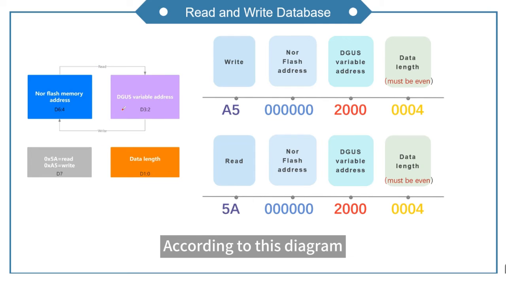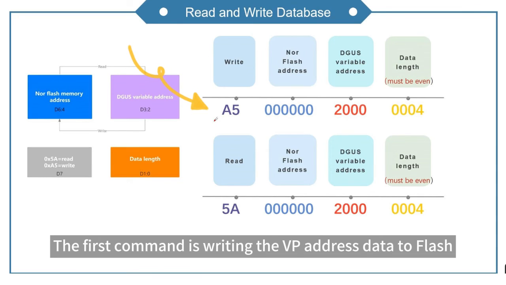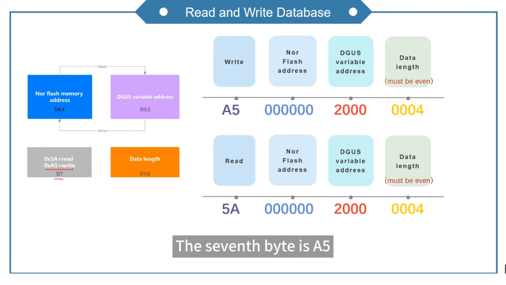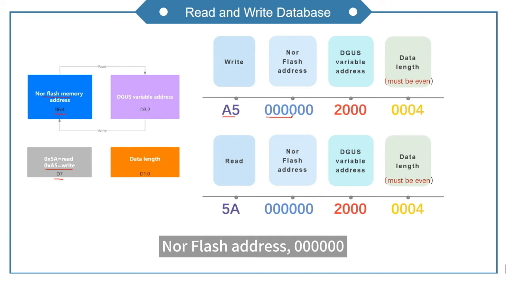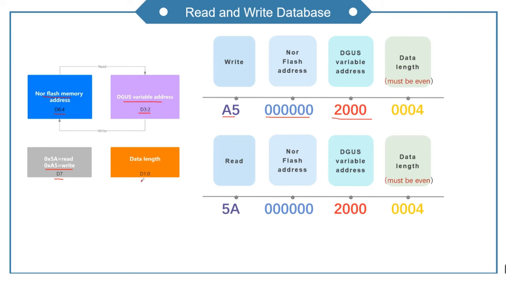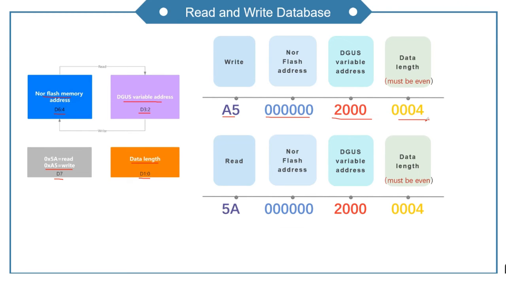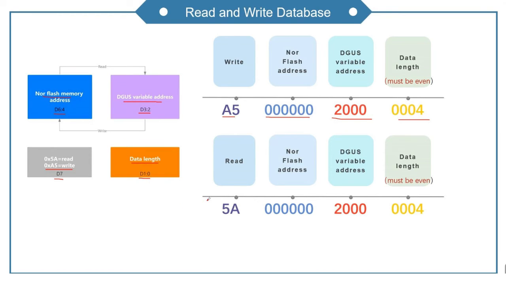According to this diagram, we get the following two commands. The first command is writing the VP address data to flash. The 7th byte is A5, indicates write. Bytes 6 through 4, NOR flash address 000000. Bytes 3 through 2, VP address 2000. Bytes 1 through 0, data length 0004.